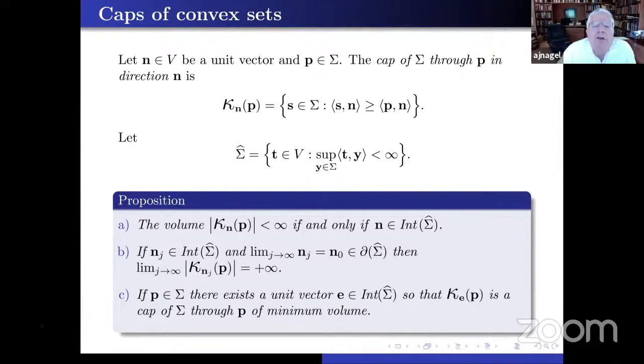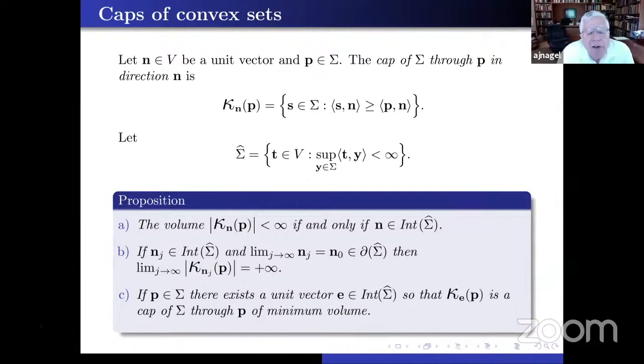I'm sorry, this should be points T in V. Oh, I'm sorry, I think it's correct. So sigma hat is a cone, and it's the set of directions in which the set sigma is somehow bounded. It doesn't go off to infinity. This is sometimes called the dual cone of sigma, or sometimes the negative dual cone of sigma. The notation varies. And the importance for us is that the volume of a cap is finite if and only if the direction n is in the interior of this cone.